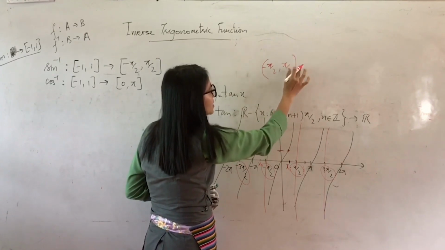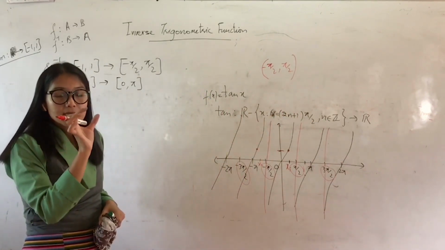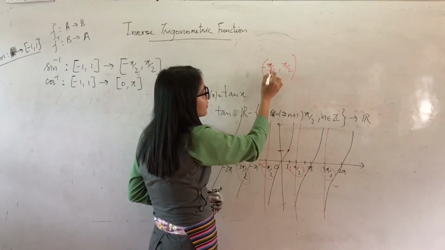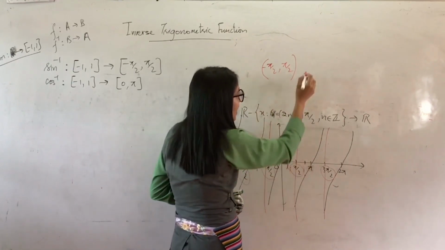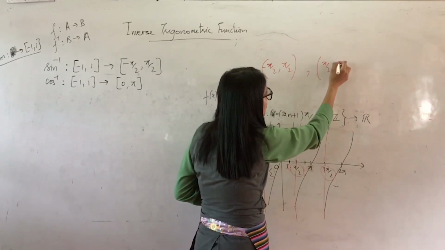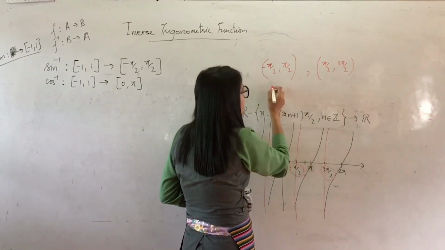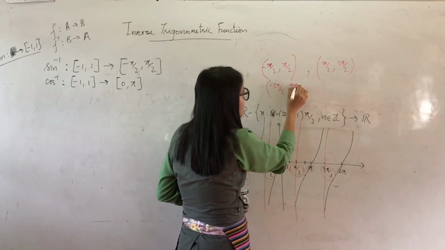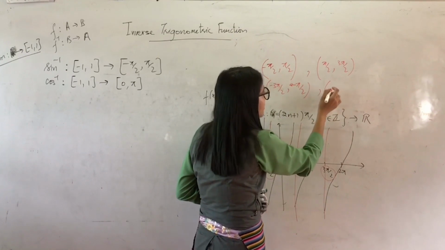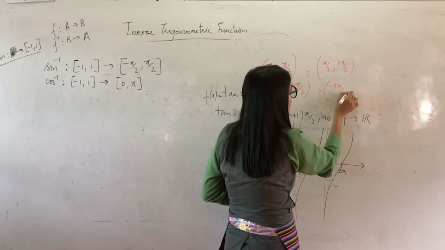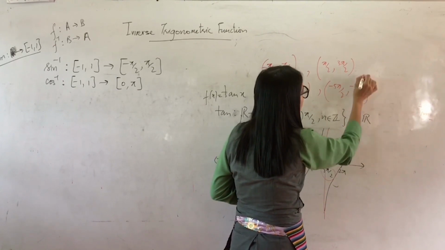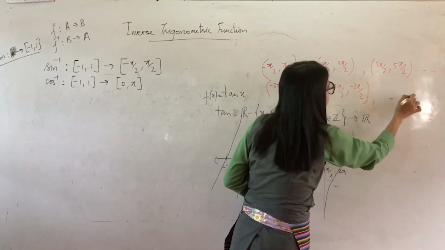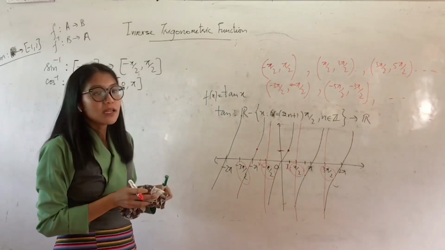Now be very careful with the brackets of subintervals of the real numbers. So this is negative pi by 2 to pi by 2. Then we have the open interval pi by 2 to 3 pi by 2, and so on. Then also we have negative 3 pi by 2 to negative pi by 2, and then negative 5 pi by 2 to negative 3 pi by 2, 3 pi by 2 to 5 pi by 2. So you will get infinitely many such branches where you can find tan inverse.